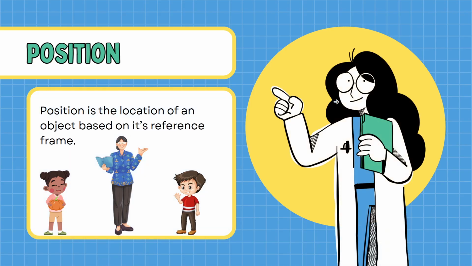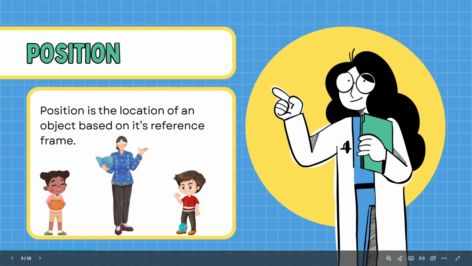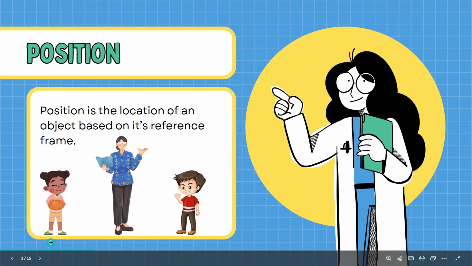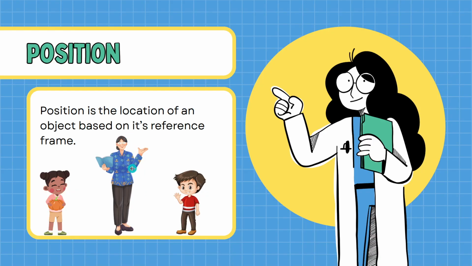Let's talk about position first. Position is the location of an object based on its reference frame. For example, here we can see there's a teacher who's at the left of the boy, so the boy becomes the reference frame. On the other hand, the teacher is on the right of the girl, so the girl becomes the reference point. So position is basically the location of an object based on a reference point.